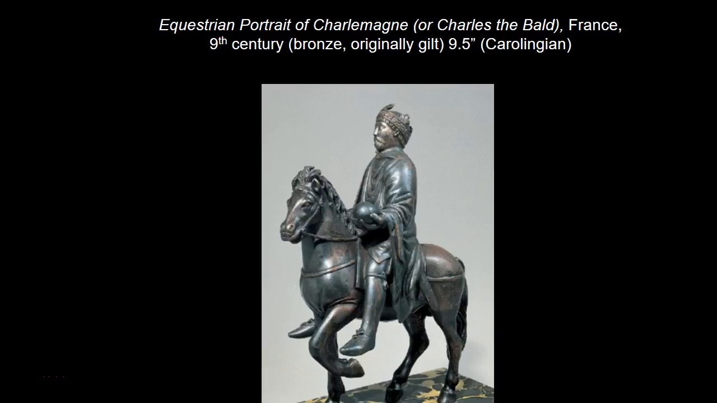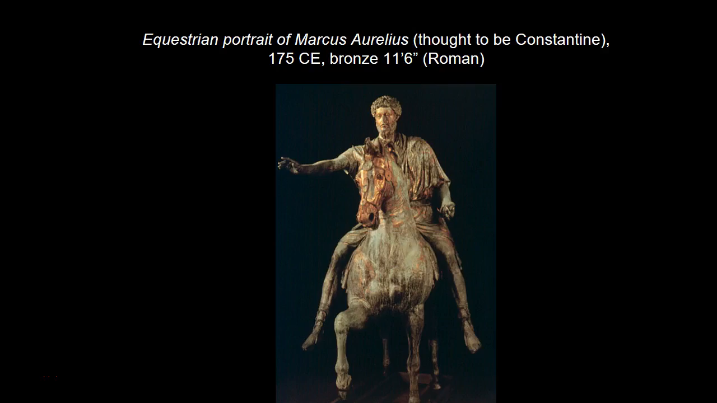And definitely Charlemagne is trying to equate himself with Constantine, not necessarily with Julius Caesar or Augustus or Octavian or anyone like that, but more with Constantine, right? He wants to be a Christian Roman emperor.